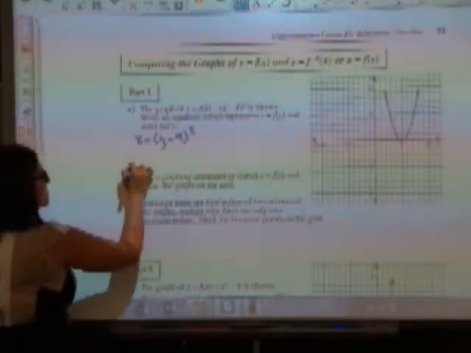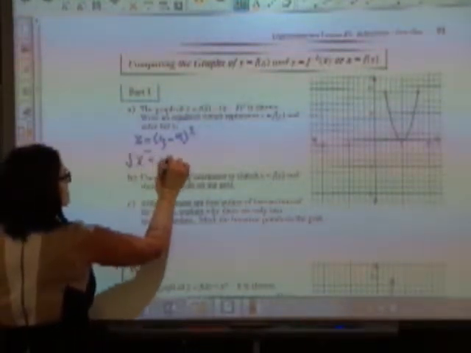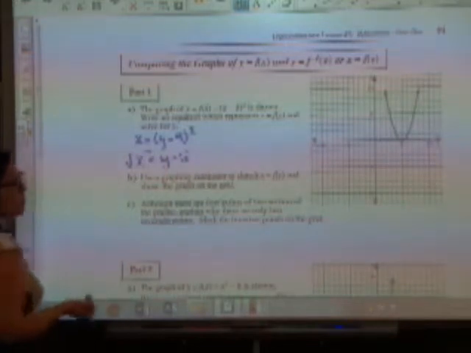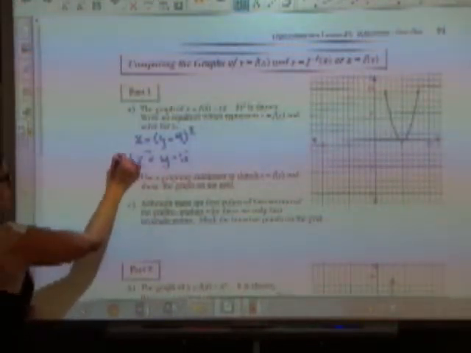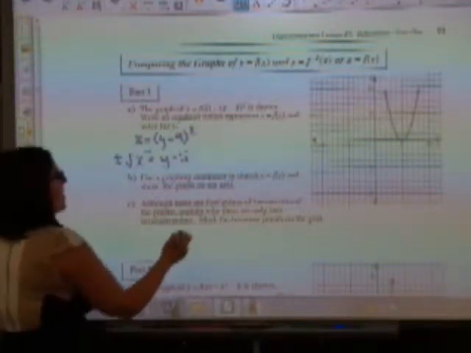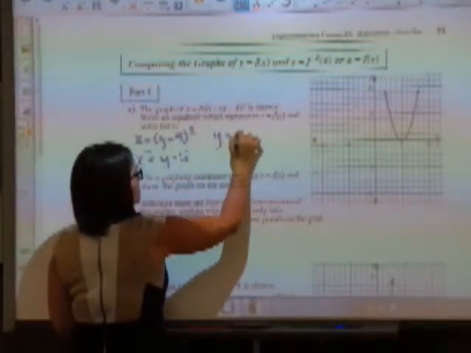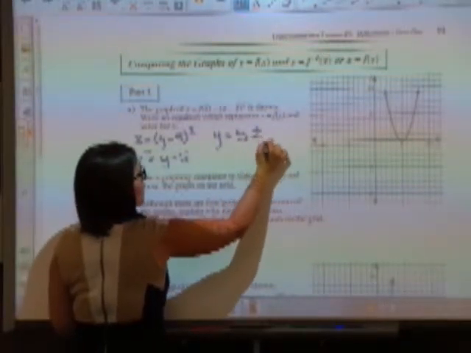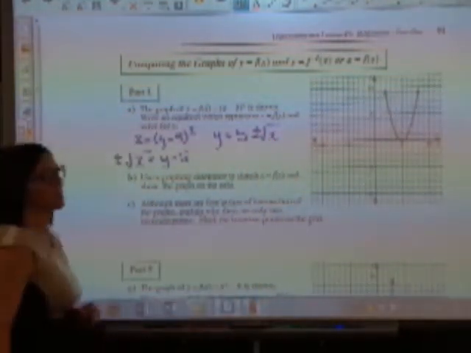Square root both sides. And when I square root the x, I would get a positive and a negative. And then add 5 to each side. So I would write it as 5 plus or minus the square root of x.